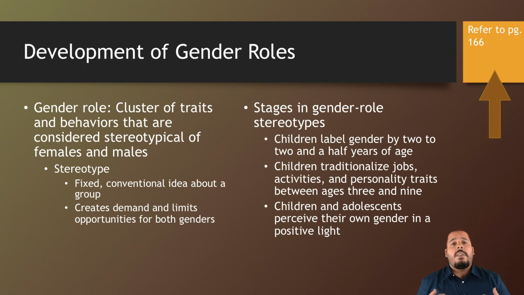Often parents will buy their sons masculine toys, such as a play tool set or a doctor set, while girls receive dolls and easy bake ovens. Children often think highly of their own gender and see their own gender in a more positive light. Boys will describe themselves as nicer than girls, while girls will describe themselves as nicer than boys.